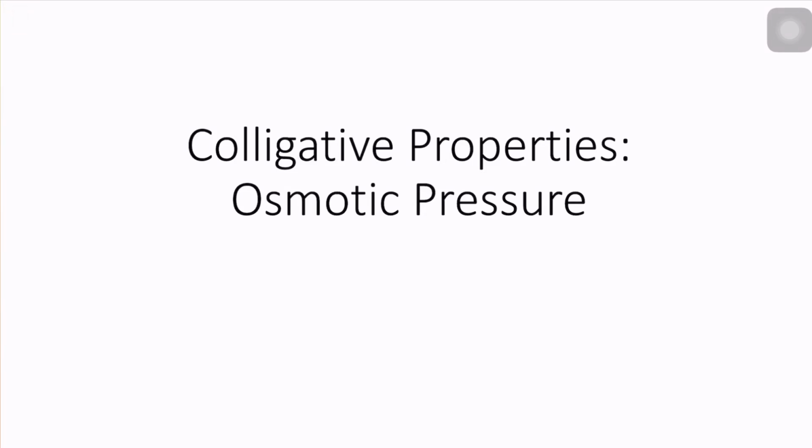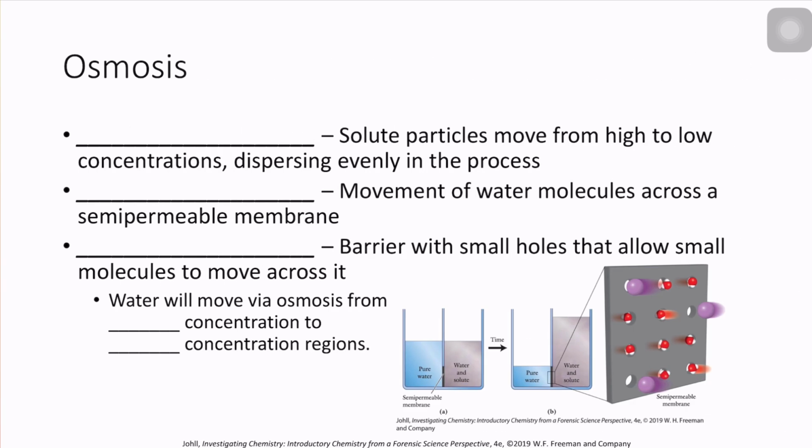In this video, we are going to talk about osmotic pressure, which is also a colligative property. Before we can really talk about osmotic pressure, though, we need to understand what the process of osmosis is. Now, diffusion is the process of solute particles moving from a higher concentration to a lower concentration, and this disperses evenly throughout the process.